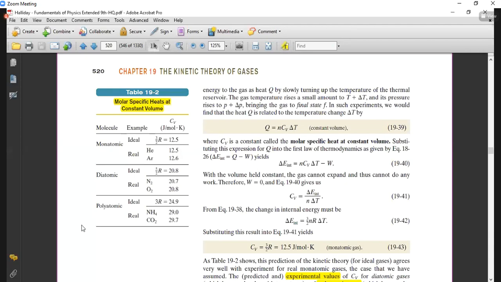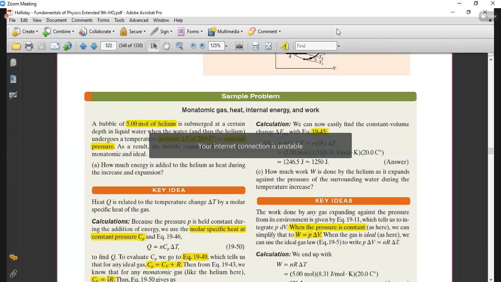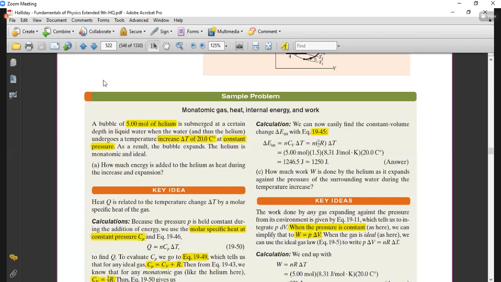Yes, there is a problem with the monoatomic and that of the gases here. एक second.